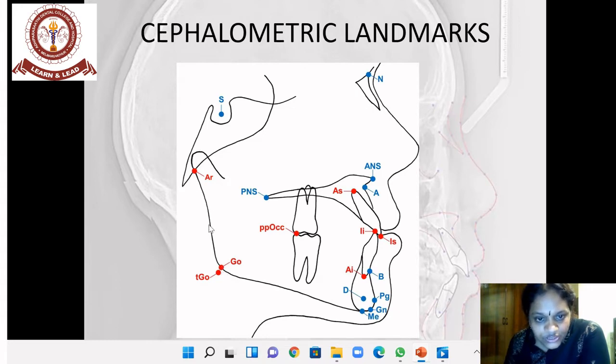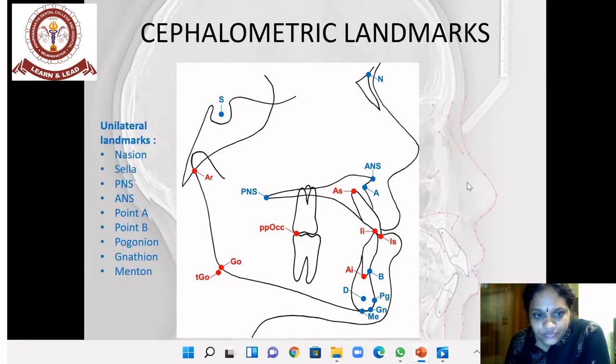We draw a tangent to the posterior border of the mandible and the lower border of the mandible, and the point where both intersect is your gonion. Articular is the point where your sphenoid bone coincides with your condyle, that is your articular point. Sella is the deepest point in the sella turcica, that is your S point. So these are the unilateral landmarks that we will be discussing now.